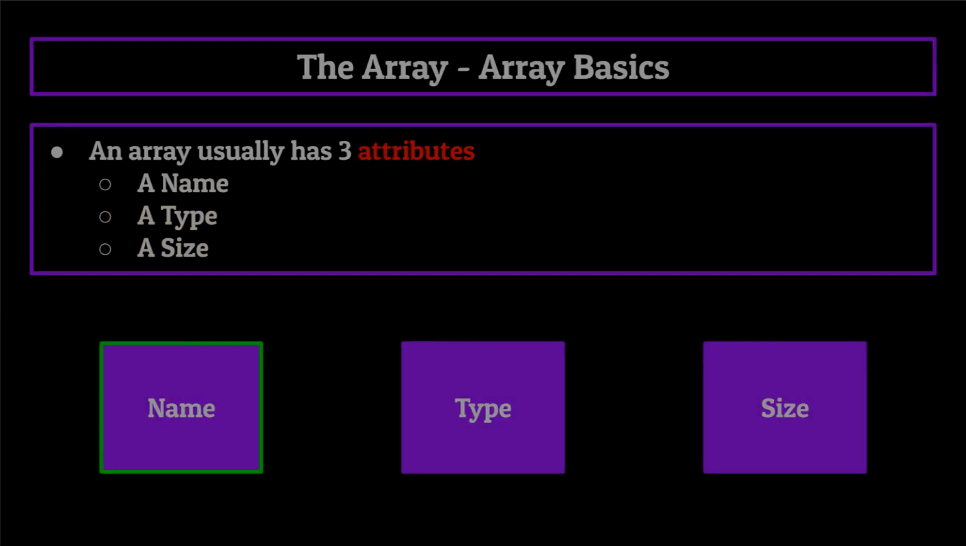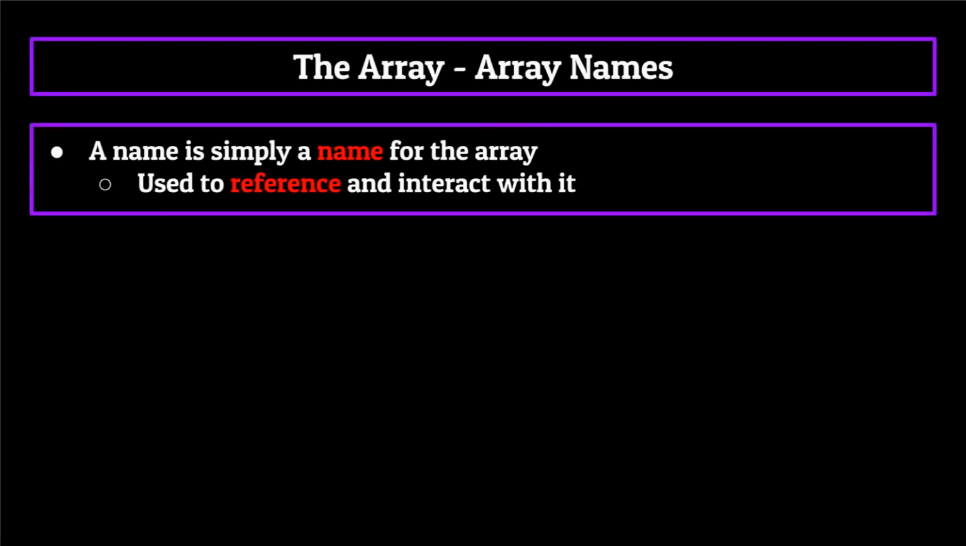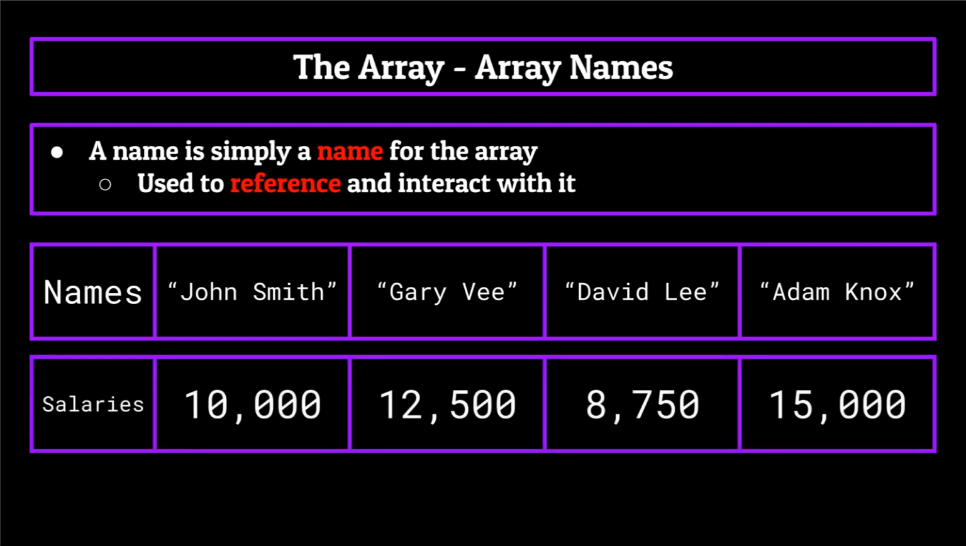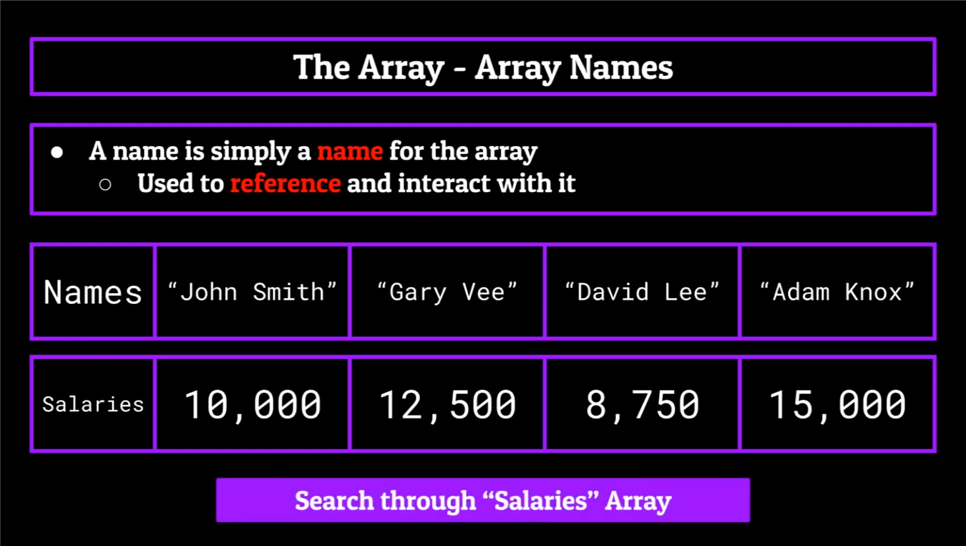Let's start with the name. The name, if you couldn't tell, is just simply a name for the array, which can be used to reference and interact with it. Say, for example, we had an array called names, which contained a list of company employees. And then we also had an array called salaries, which contained a list of salaries for those employees. If we wanted to search through the list of salaries, we would do so by referencing the salaries array with its name. This way, the computer knows that you want to search through that specific array containing salaries and not the names array instead.